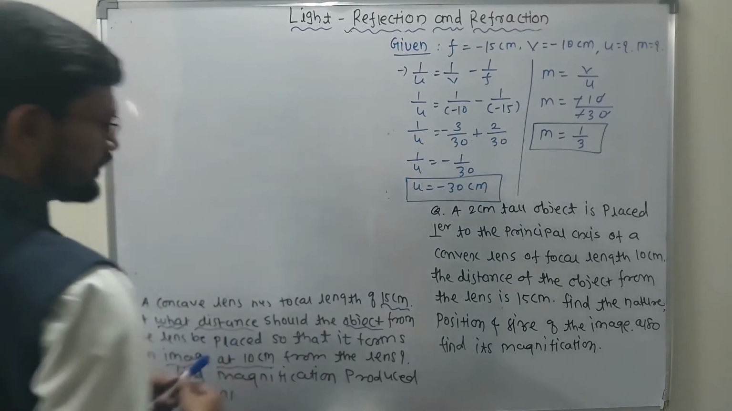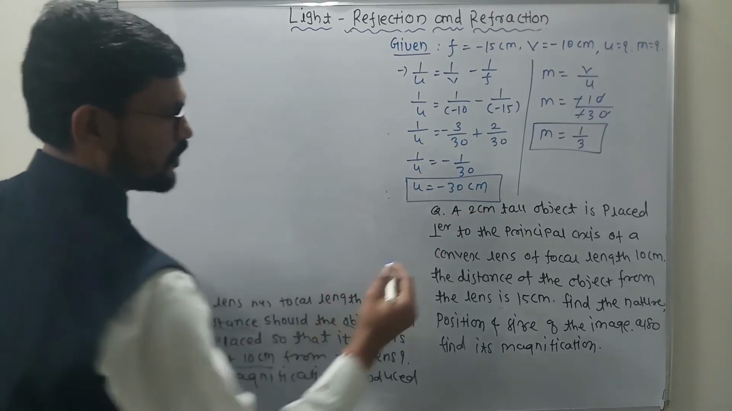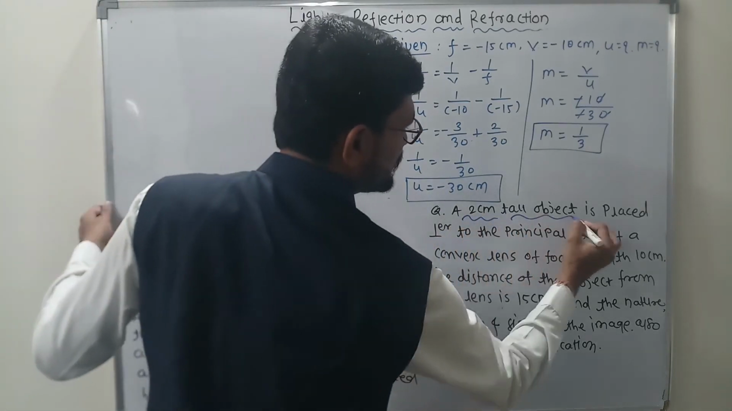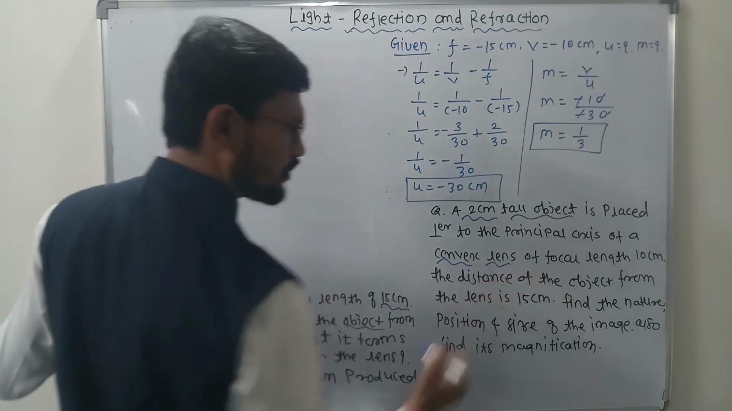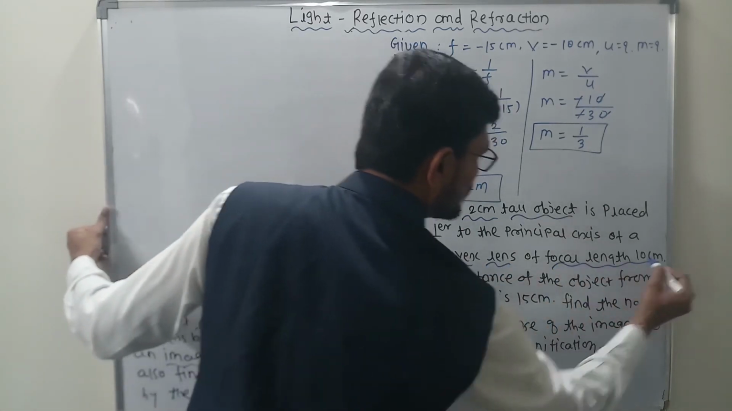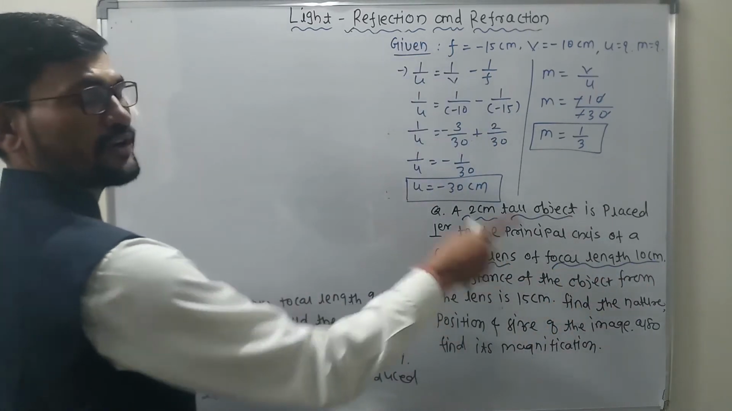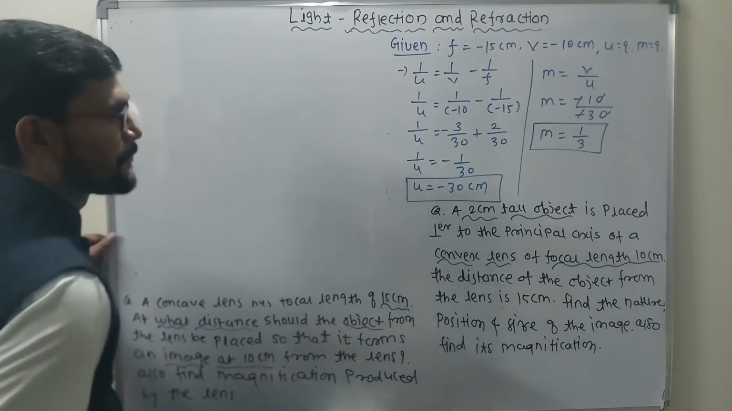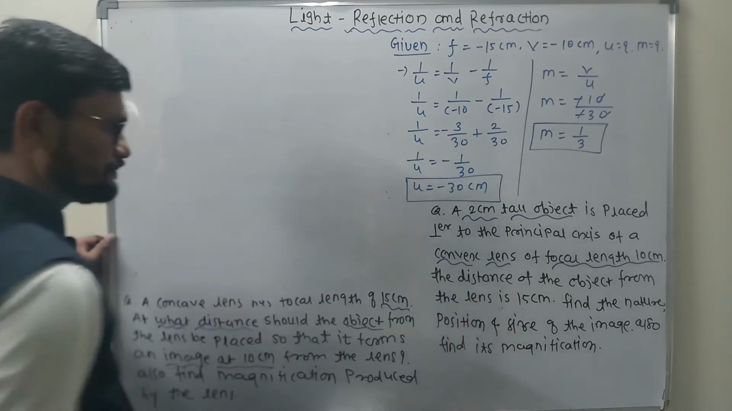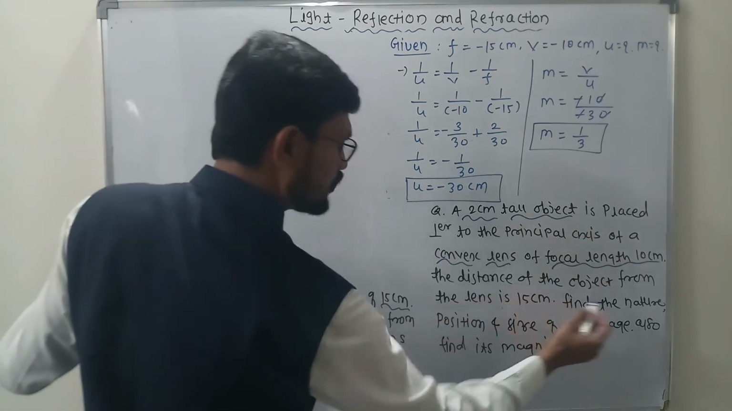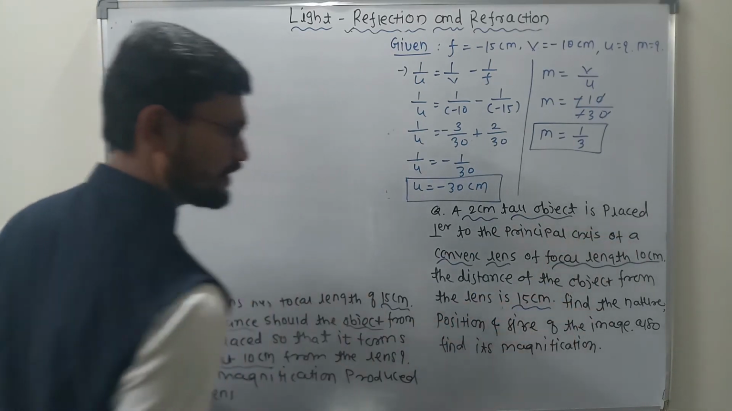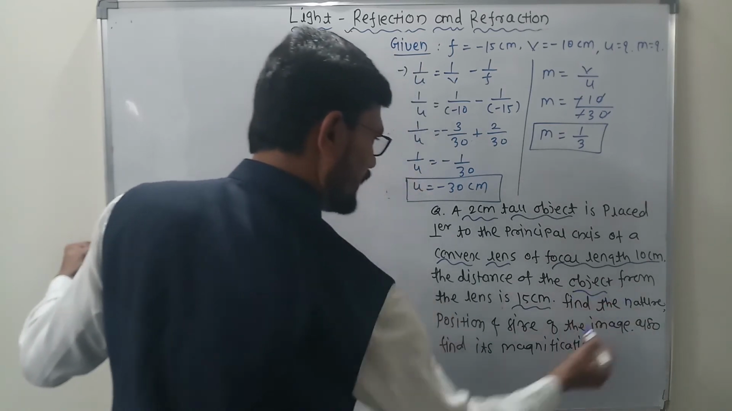A 2 centimeter tall object, which means the height of the object is given, perpendicular to the principal axis of a convex lens. The lens is mentioned as convex. Focal length is how much? 10 centimeter. The focal length of a convex lens is, sorry, the convex lens is plus. The distance of the object from the lens is 15 centimeter, the object distance.